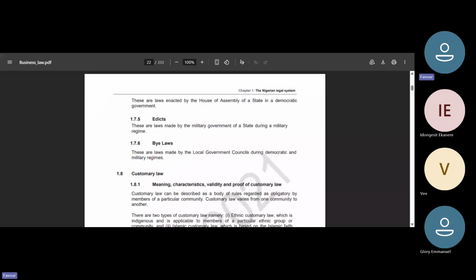Then the customary law. Remember, all these we just listed are under Nigerian legislation, which is under the sources of Nigerian law.